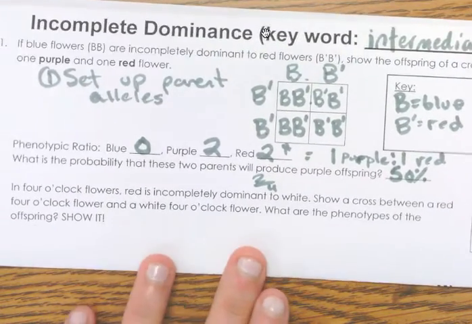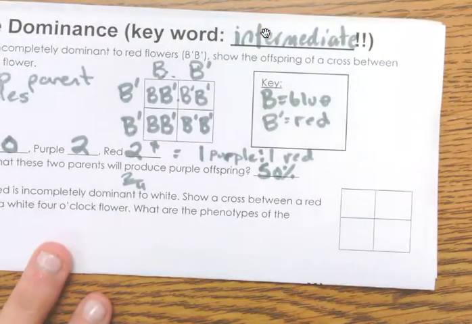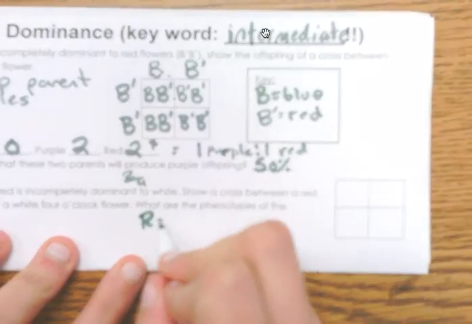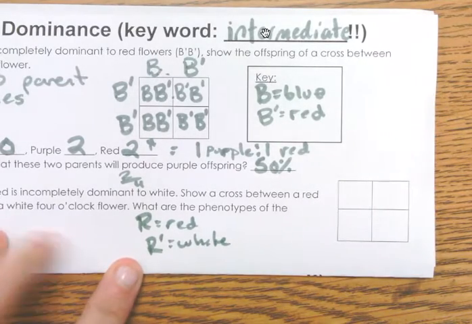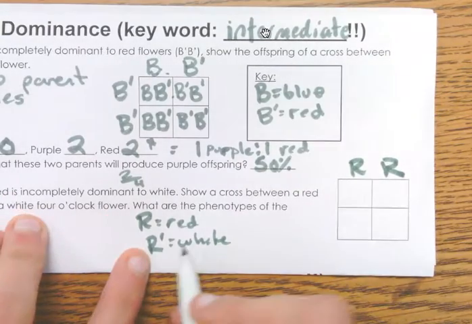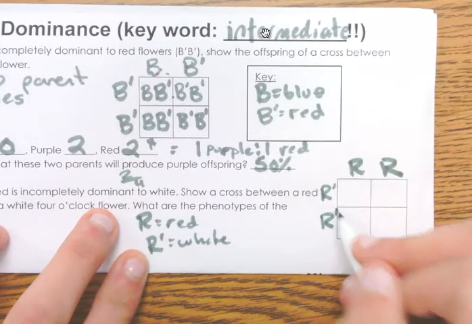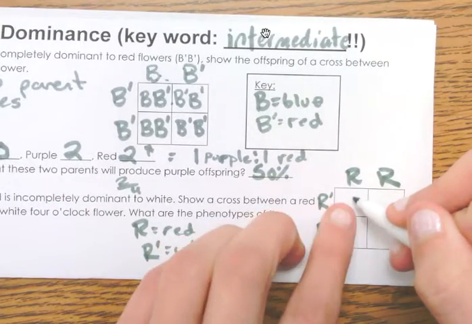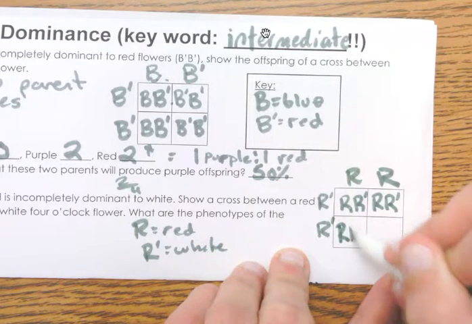So let's look at our next example here. In four o'clock flowers, red is incompletely dominant to white. Show a cross between a red flower and a white flower. What are the phenotypes? Again, I'm going to make my key: R will be red, R prime will be white. I know the red flower must only have these red alleles, so 2 R's. And the white flower must only have alleles that code for white, so R prime and R prime. So I will cross them. There's R, R prime, R, R prime, R, R prime.